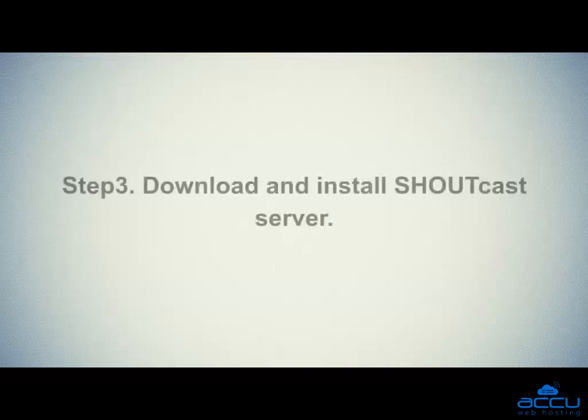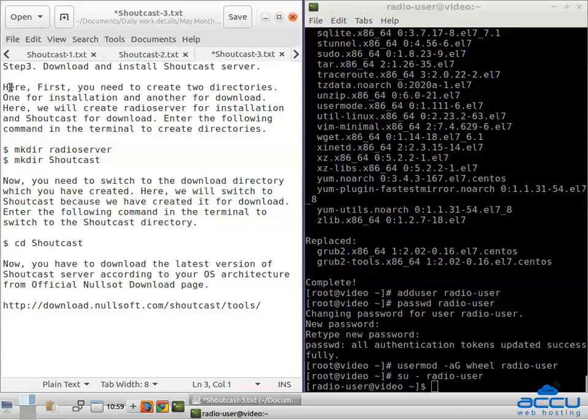Step 3. Download and install Shoutcast server. Here, first, you need to create two directories. One for installation and other for download. Here, we will create Radio Server for installation and Shoutcast for download. Enter the following command in the terminal to create directories.